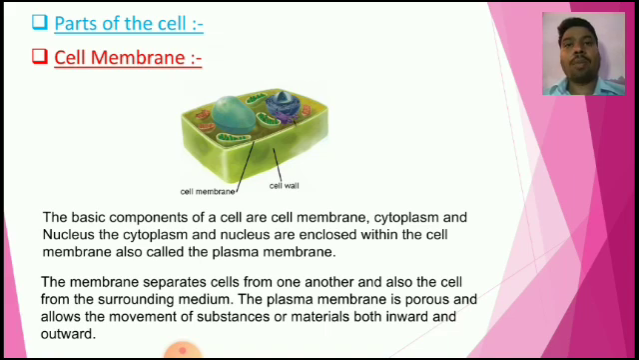The plasma membrane, or cell membrane, is porous and allows the movement of substances or materials both inward and outward. That is the function of the plasma membrane. So this is all about the cell membrane. The cell membrane separates the cell from one another and also from the surrounding medium.